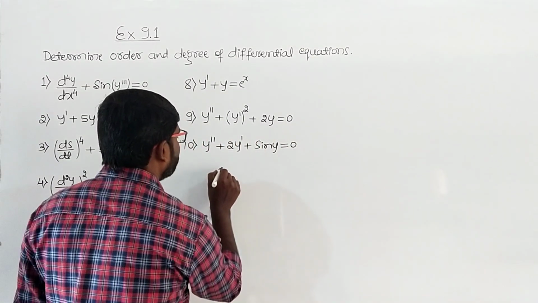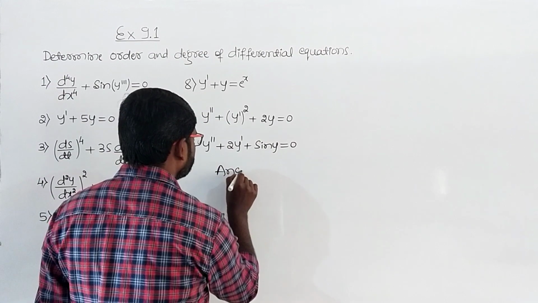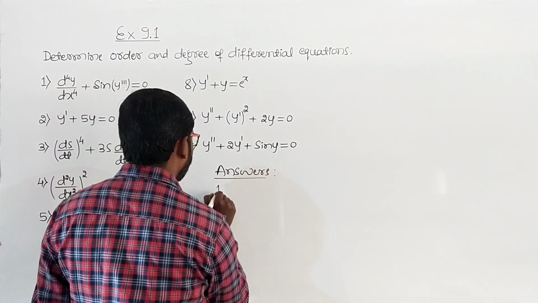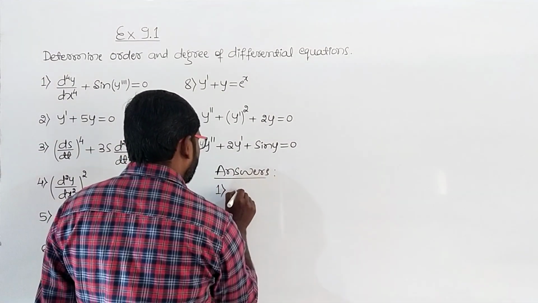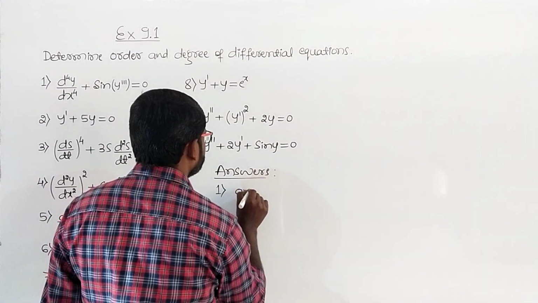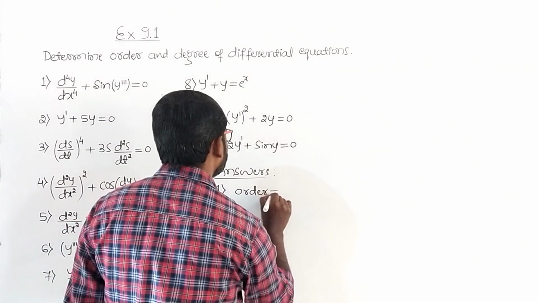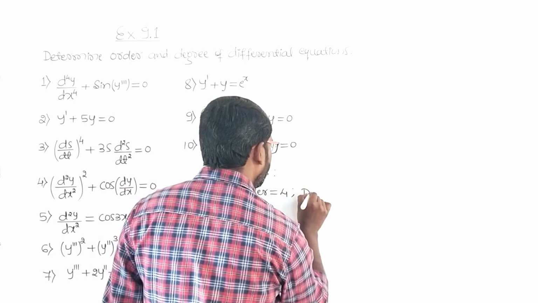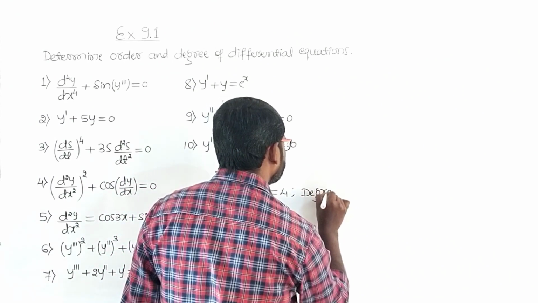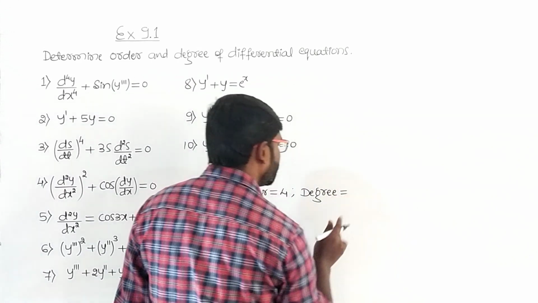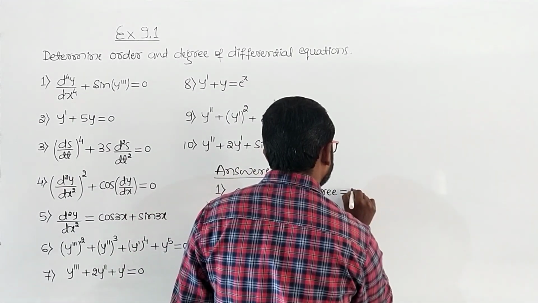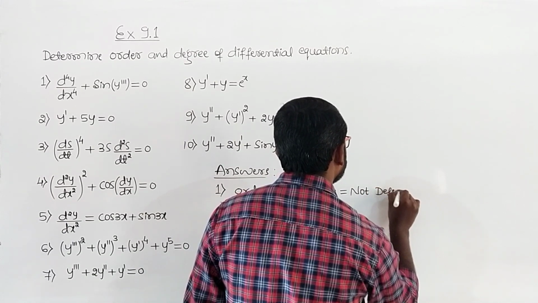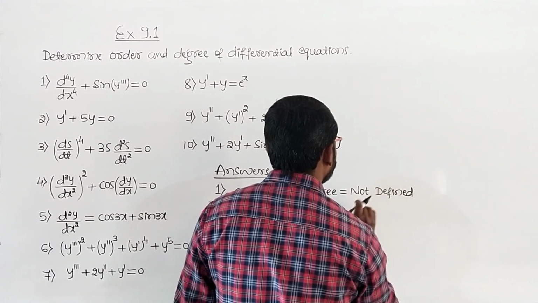So I will be writing the answers here. First one: the order of the differential equation is 4, whereas the degree is not defined.